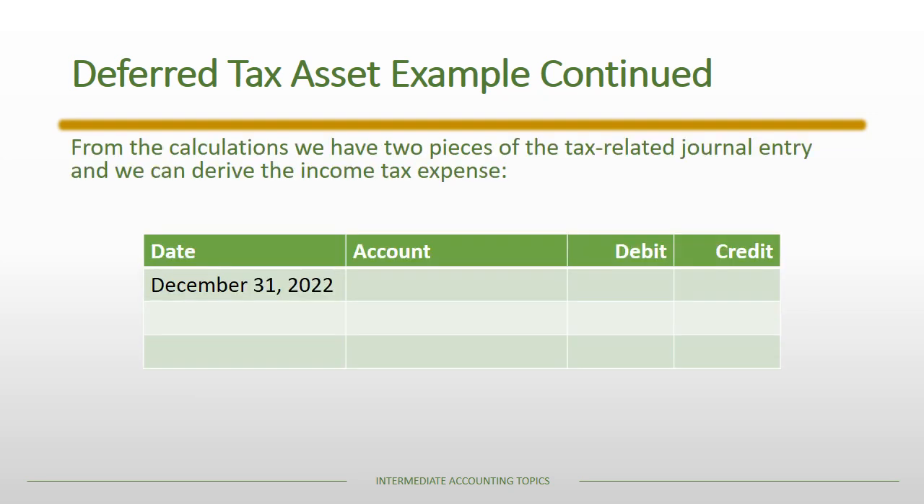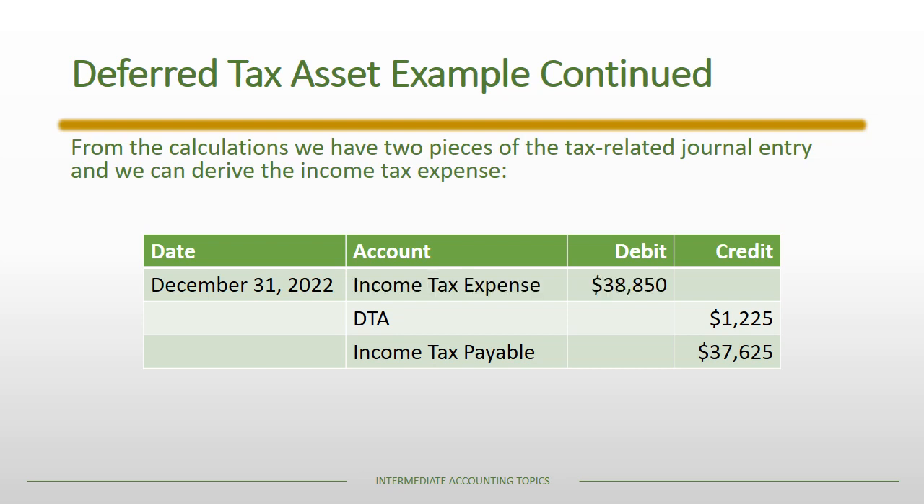So looking at our journal entry, we start with our income tax payable, $37,625. The entry to the deferred tax asset, $1,225, which gives us our income tax expense of $38,850.